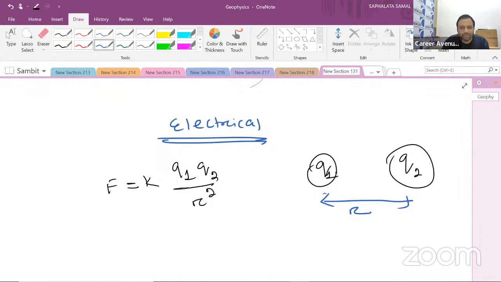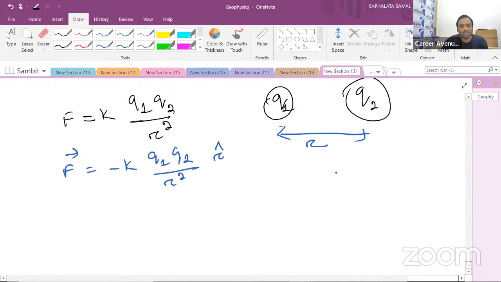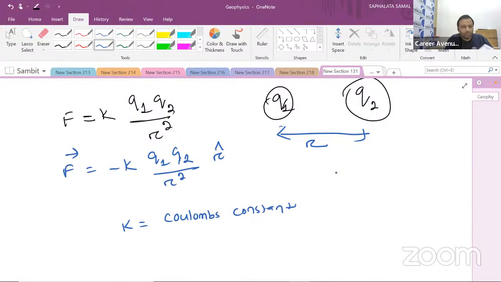You can write it in the vector form. It will be equal to minus K Q1 Q2 by R square into the unit vector, where K is the Coulomb's constant. And it is taken as 1 by 4 pi epsilon naught, where epsilon naught is called the permittivity.